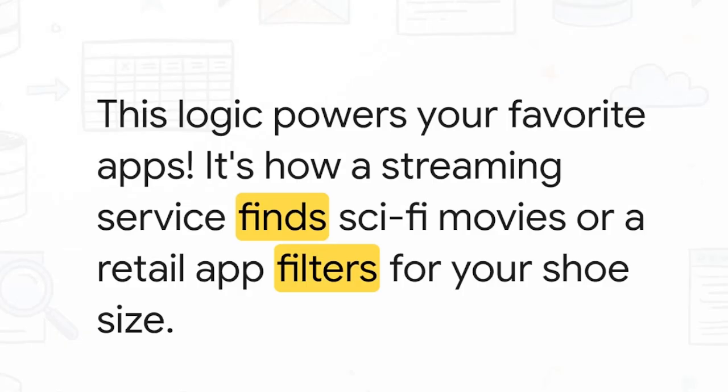And remember, this isn't some abstract coding exercise. This exact logic is happening millions of times a second, all around you right now. When you filter for sci-fi movies on your streaming app, that's a SELECT query with a WHERE clause. When an online store shows you only the shoes available in your size, that's another one. You now understand the basic grammar of how our digital world gets organized.